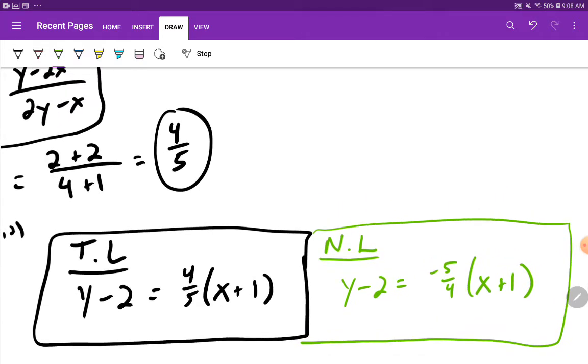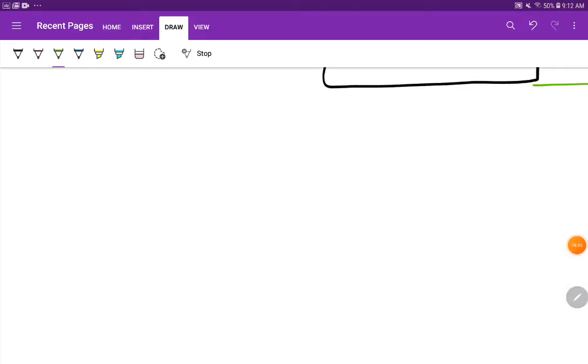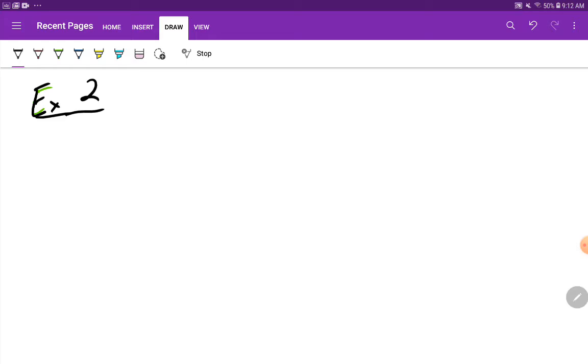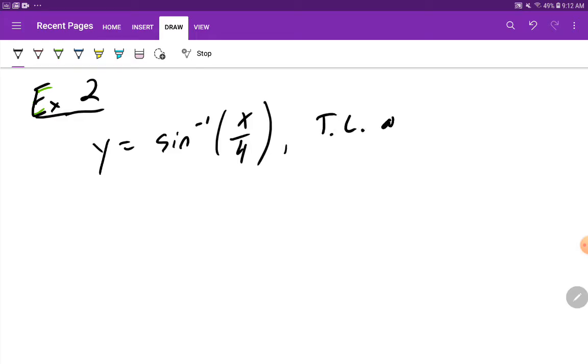All right, let's do another one. I figure the second example should deal with an inverse trig function, since we kind of talked about that today briefly. So let me look at this one. I got y equals sine inverse of x over 4. And then it's asking for the tangent line at x equals 3. Okay, so tangent line at x equals 3.